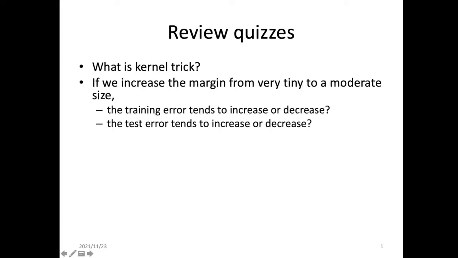Okay, next question. For SVM, if we increase the margin from very tiny to a moderate size, the first question is, does the training error tend to increase or decrease? The answer should be that the training error tends to increase. Okay, the reason is that, let me give you a visualization.